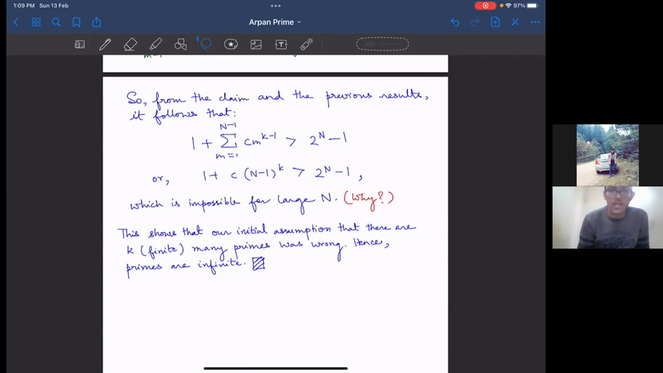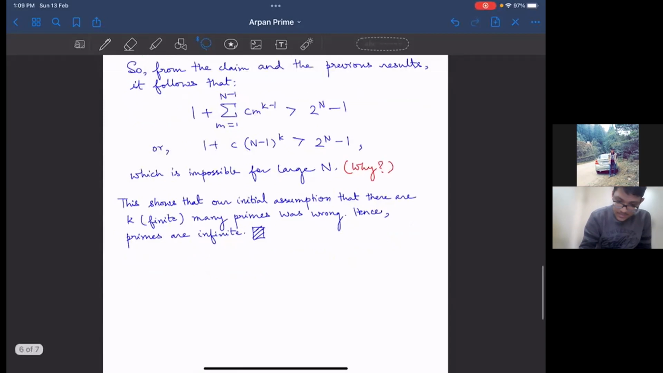Okay. So this shows that our initial assumption that there are finitely many primes, in particular k many primes, was wrong. Hence, the primes are infinite. Okay. So very beautiful proof. I think that this relies on just simple combinatorics, and the target audience for this proof is everyone who loves mathematics.